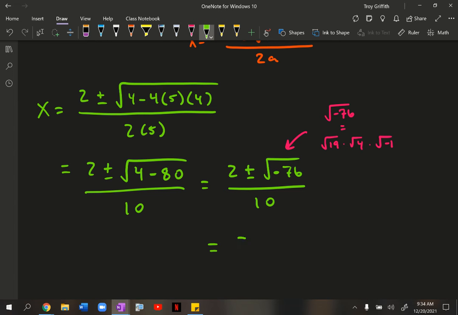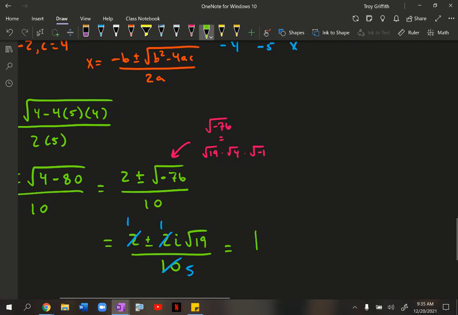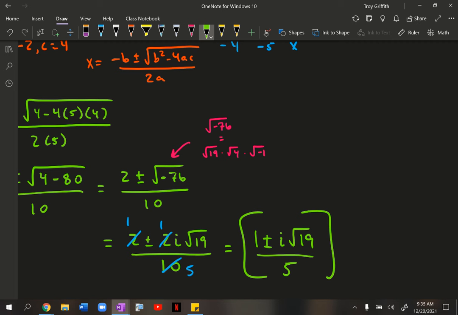So the square root of 4 is 2. Let's write this here. It's going to be 2 plus or minus the square root of 4, which is 2, the square root of negative 1 is i, and we can't do anything with the square root of 19, all divided by 10. And then last but not least, what you'll notice here is 2, 2, and 10 are all even numbers, meaning I can divide everything by 2. So 2, 2, and 10 become 1, 1, and 5. So my final answer to this problem is 1 plus or minus i times the square root of 19, all divided by 5. Okay, so once again, I get imaginary answers here.